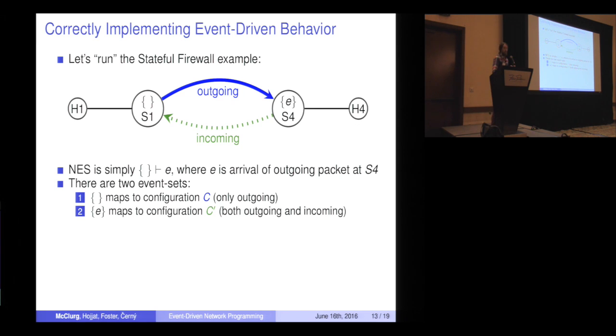Okay, now starting at H4, let's send that one into the network. So at this point, we label it with configuration C prime, because now S4 knows about E. The packet can go across that incoming link, because we're in the new configuration. S1 learns about that event from the packet.